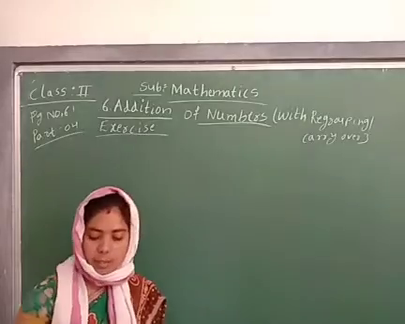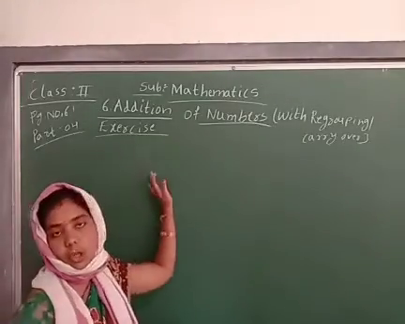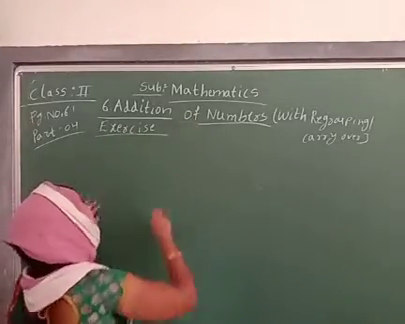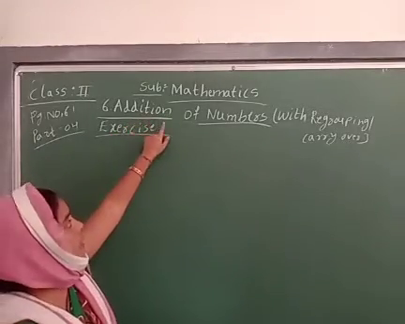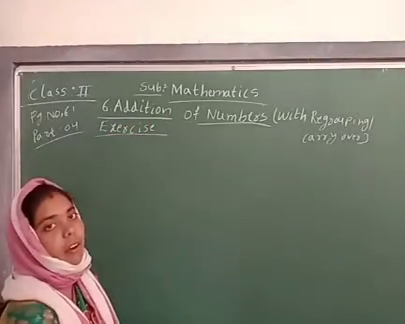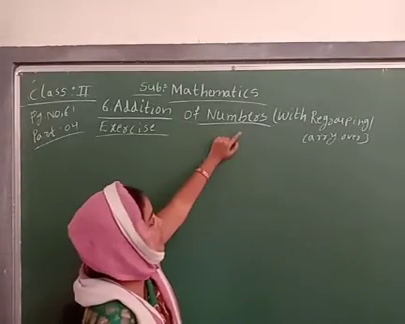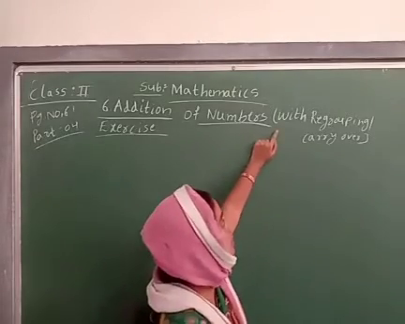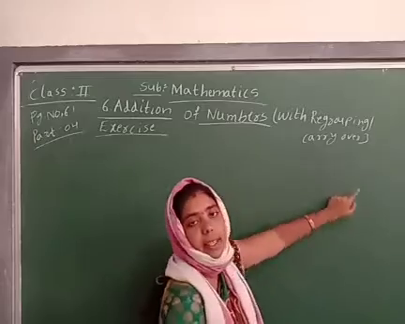Now, second class mathematics. Sixth chapter, what is our sixth chapter name? Addition of numbers. Say addition spelling: A-D-D-I-T-I-O-N. Addition. Of. Numbers. Addition of numbers with regrouping and carry over.